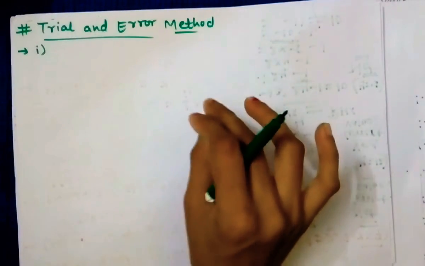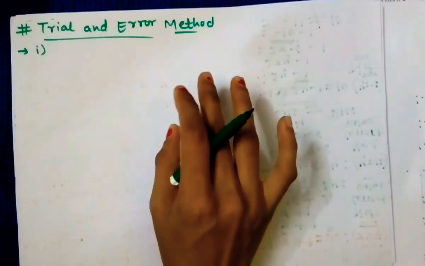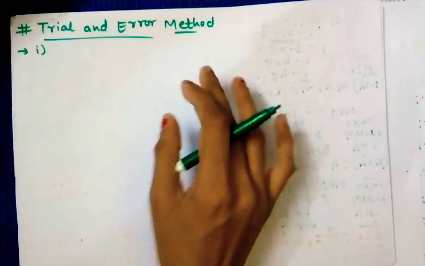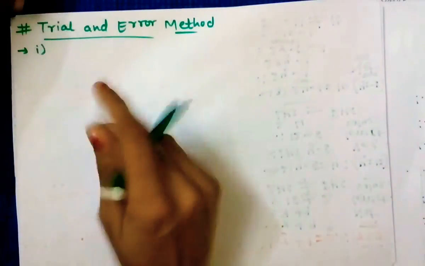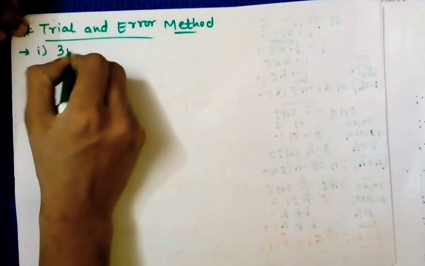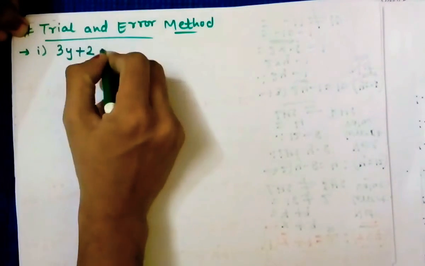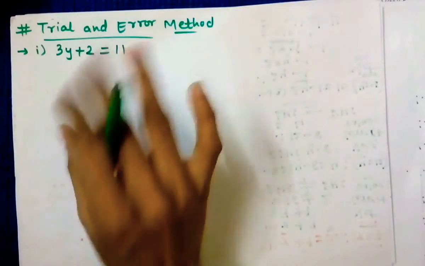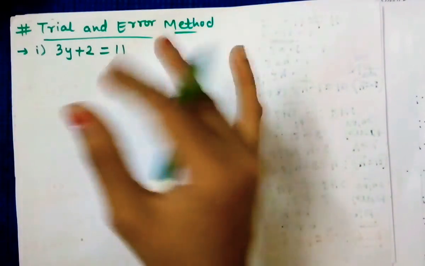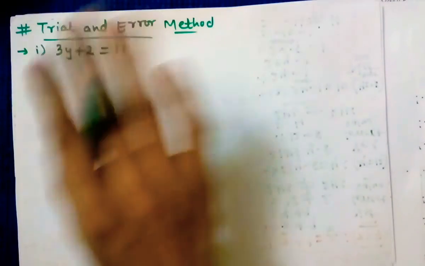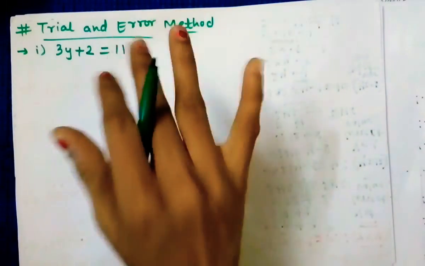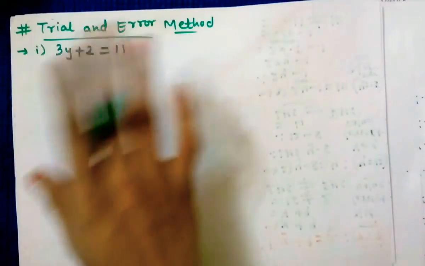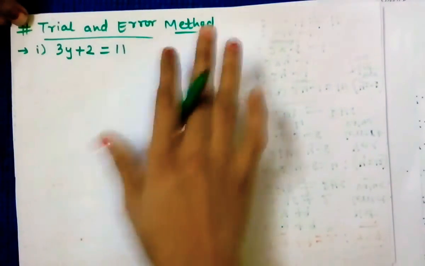The next concept that we will come across in this chapter is the trial and error method. Now what is the trial and error method? In this method, an equation is given to us, for example, 3y plus 2 equal to 11. In the trial and error method, the equation is given but the value is not given. Previously, in putting values, the value was already given and we had to keep it and check whether it is correct or not. But here the value is not given to us.